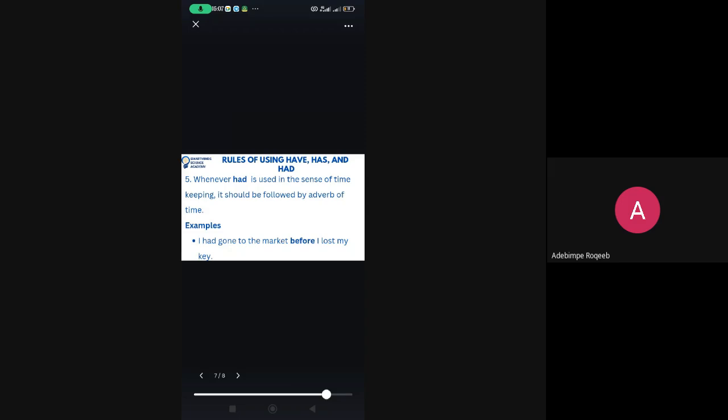So when had is used to function as timekeeping, talking about the time of action, then you should use an adverb of time. I had gone to the market before I lost my key. Had here specifies the time an action took place. It means that I had already lost my key before I went to the market.